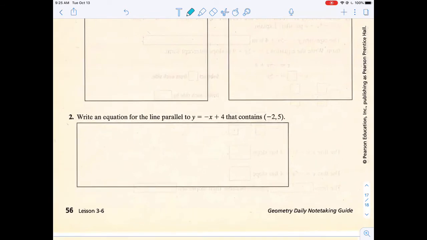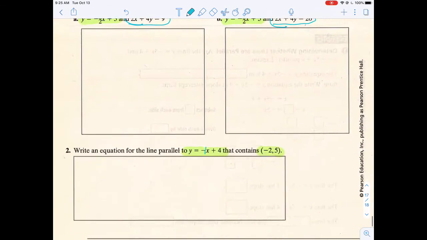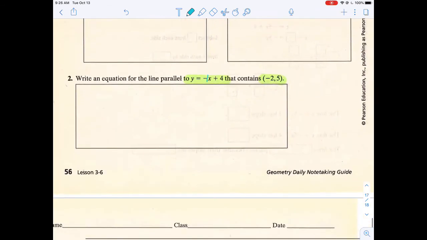Then it says write an equation for a line parallel to y equals negative x plus 4 and contains the point negative 2, 5. Remember, this is like a negative 1, and this would be just like this example 2 that we did up here. So follow that process to solve that.